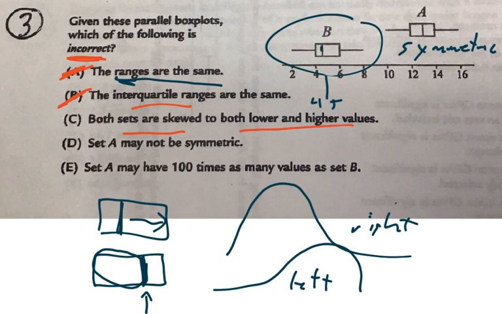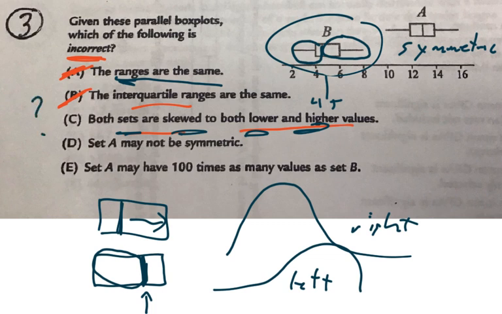Notice if I start at the median, that bottom 50% is a little bit tighter and closer together than my top 50%, right? So any way you look at B, you should recognize it should be at least slightly skewed right, okay? But are both sets skewed both lower and higher? Generally, lower would be skewed left, higher would be skewed right. No, they're not both. We know B is definitely skewed only in one direction.